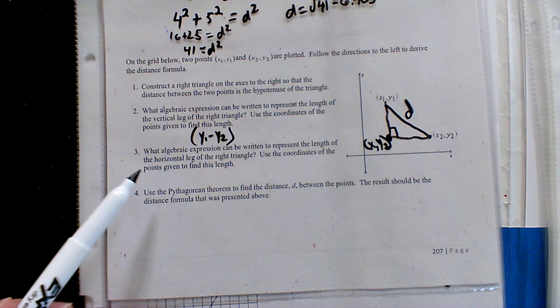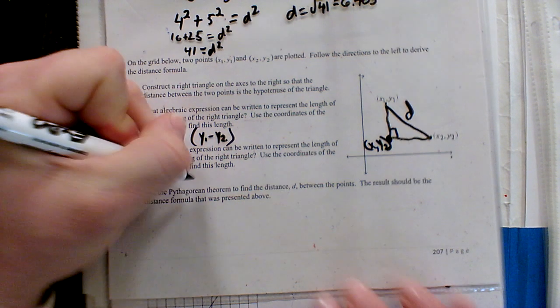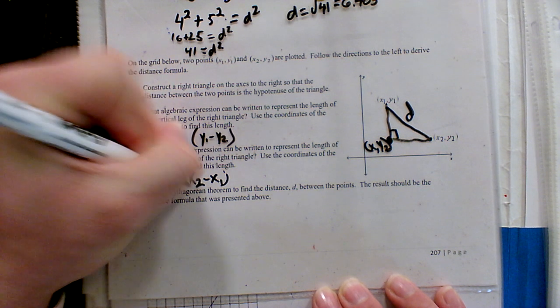For number 3, the algebraic expression for the length of the horizontal leg. Who thinks they can do that one? Go ahead. I said x2 minus x1. Exactly. x2 is the bigger one, so x2 minus x1.